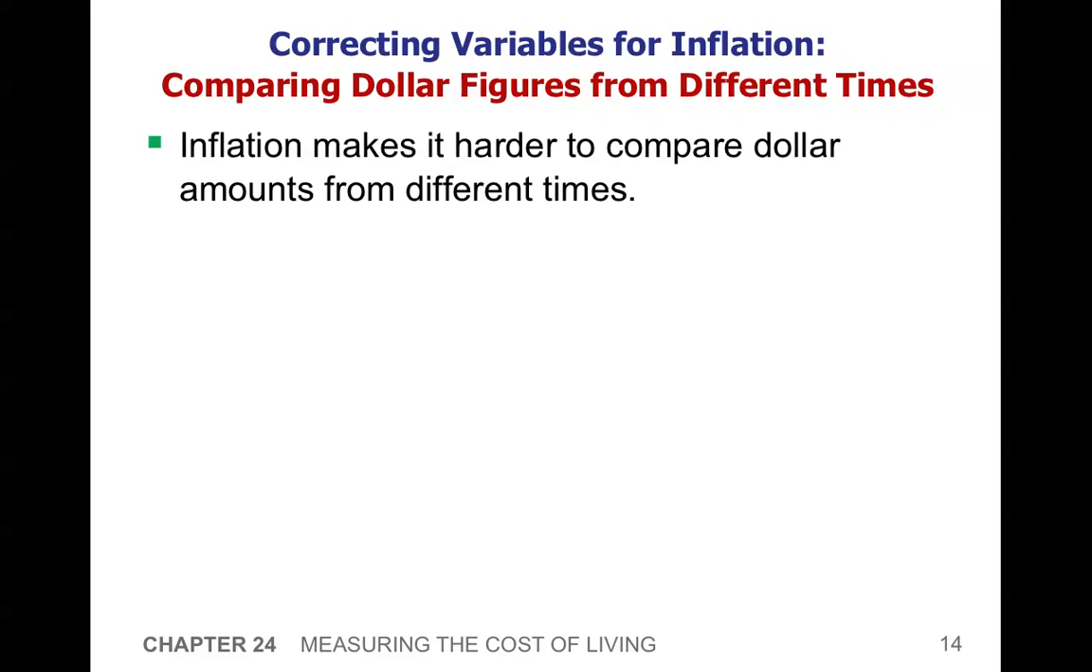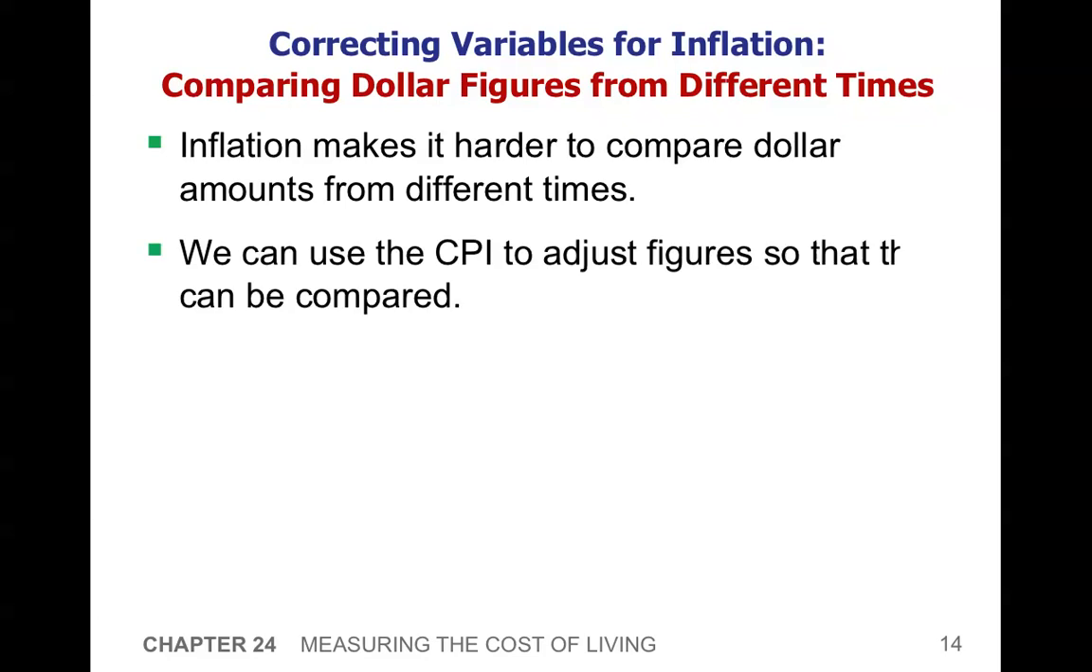Inflation makes it harder to compare dollar amounts from different times. We can use the CPI to adjust figures so that they can be compared. In other words, what a dollar bought 30 years ago was a lot more than what a dollar buys today, and that is primarily because of inflation. The purchasing power of the dollar has gone down. So let's look at an example.